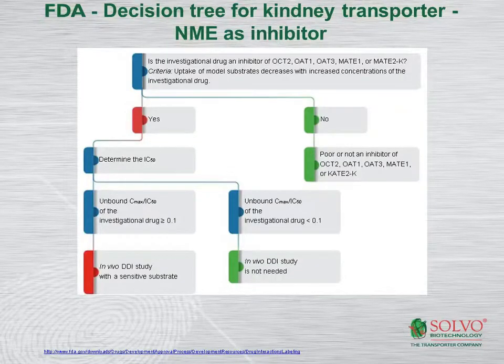And for inhibition studies, again, it's always the same. For the uptake transporters of the kidney, different concentrations of the compound need to be assessed for determination of IC50s. Of course, then there's another step, the unbound Cmax versus IC50. If it's higher than 0.1, it looks like the drug is an inhibitor.